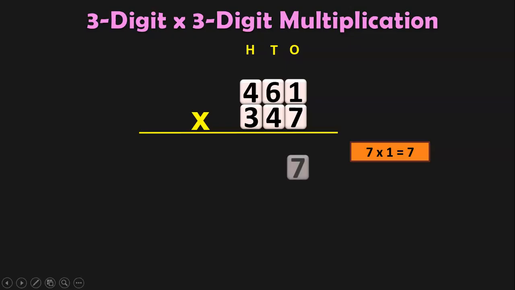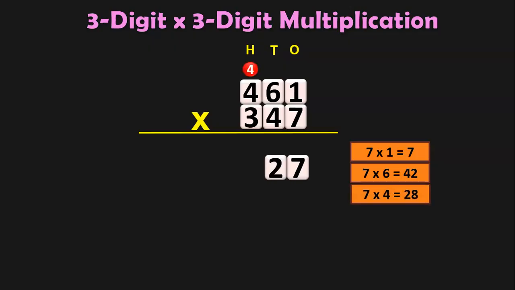7 ones are 7. 7 sixes are 42. 42 has to be regrouped now: 2 in the tens place and 4 in the hundreds place. Next, 7 fours are 28. 28 plus 4 is 32. 2 in the hundreds place and 3 will move to the thousands place.